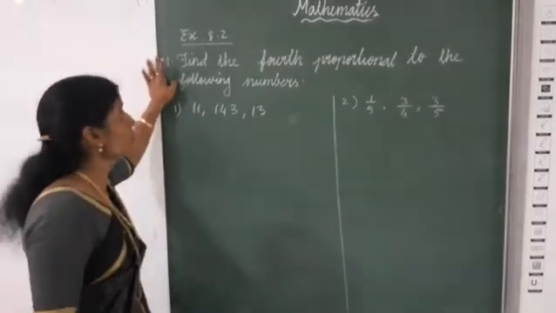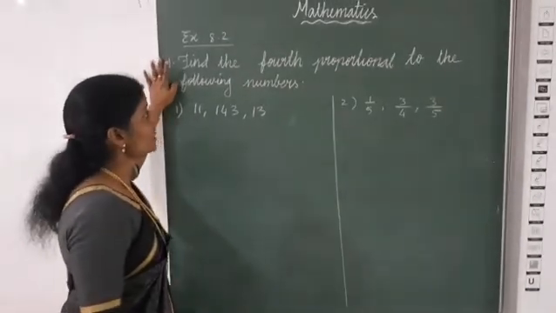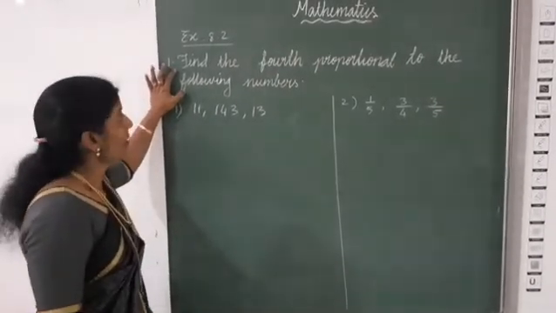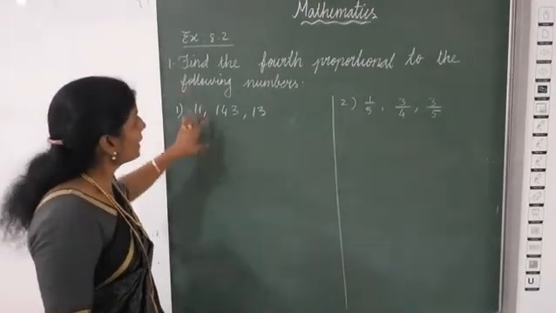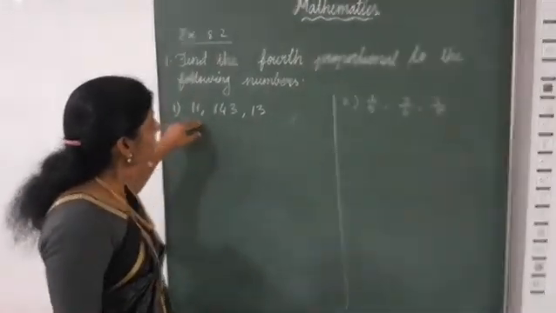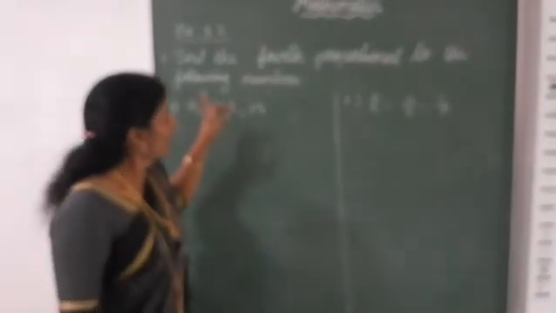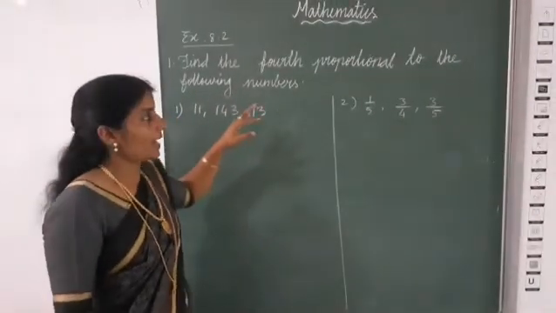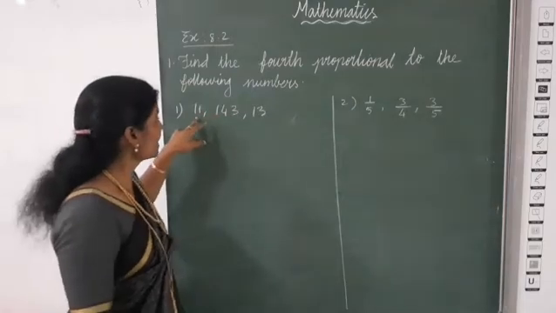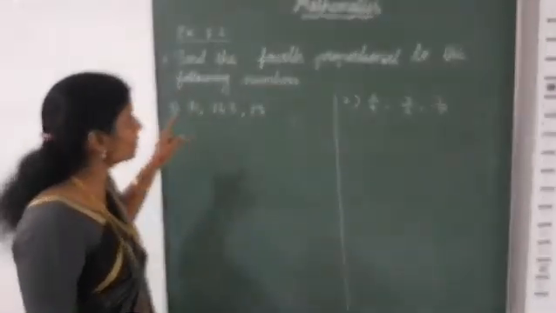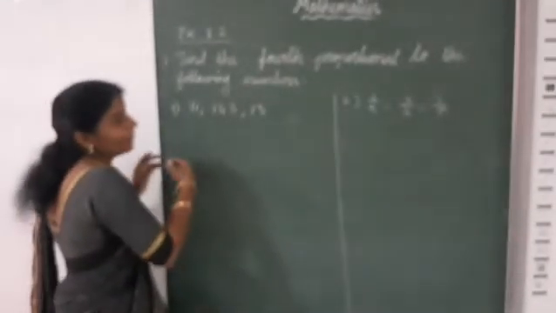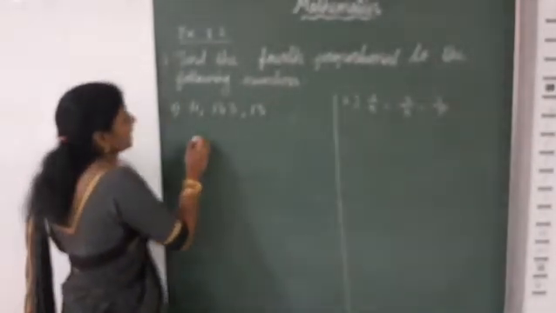Exercise 8.2. Find the fourth proportional to the following numbers. Already we have three proportionals here, isn't it? We need to find the fourth proportional. First proportional, second proportional, third proportional is there. Then the fourth proportional we need to find. We can take the fourth proportional as x.